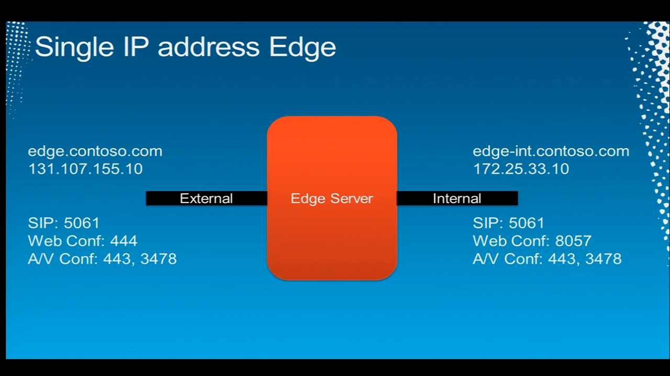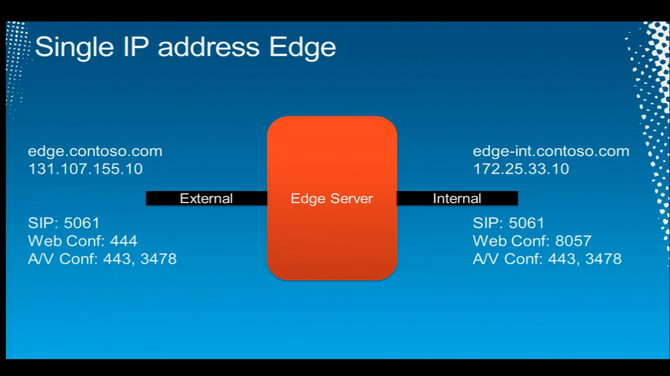And so this external IP address, which we would call edge.contoso.com, can have one specific IP address, and the different media flows will be based on the different ports. SIP would go over port 5061, and that would be secured SIP. Web conferencing would go over port 444, and the AV conferencing would go over port 443 as well as 3478.